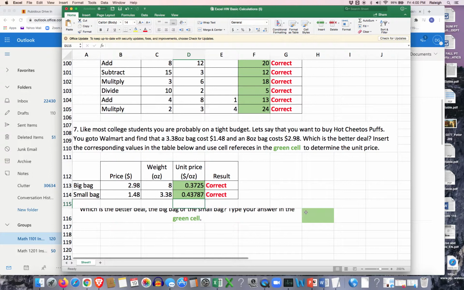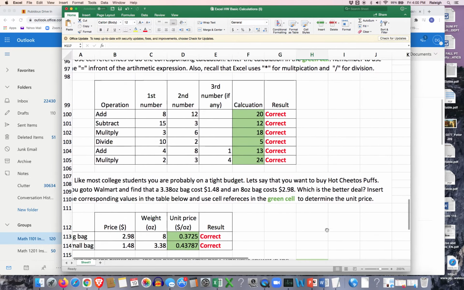So what I'm going to do is type the answer in the green cell as the big bag. I guess I'll just type it in the way they called it, and then hit return and see what happens. It's correct. So that was just not a computation type of situation at all.